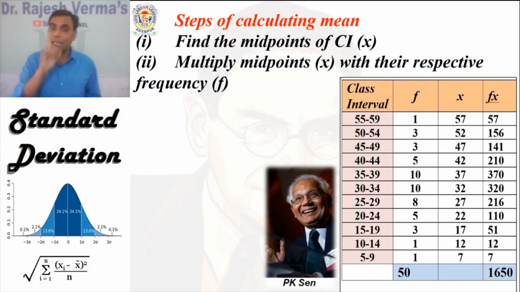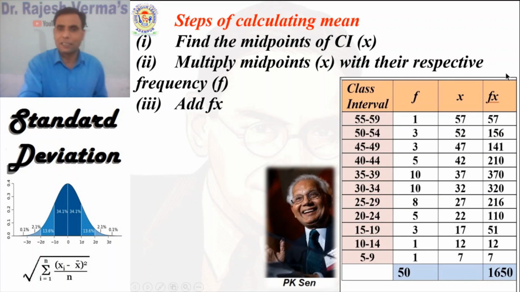I am discussing the calculation of the mean. Second, multiply your midpoints with the respective frequency. Suppose 57 into 1 is 57, 52 into 3 is 156, 47 multiplied by 3 is 141, 42 multiplied by 5 is 210, 37 into 10 is 370. This is multiplying your midpoint with its respective frequency. Next, add up these fx, the products of midpoint and frequency. This way we will get 1650.